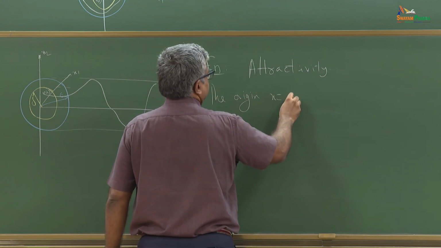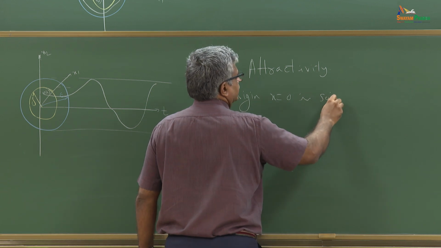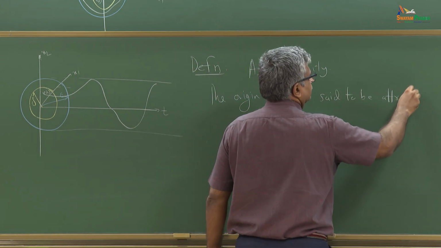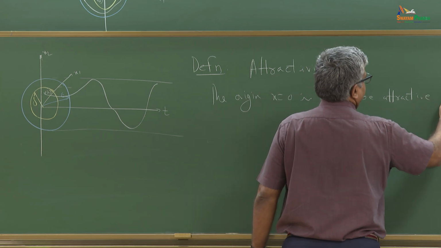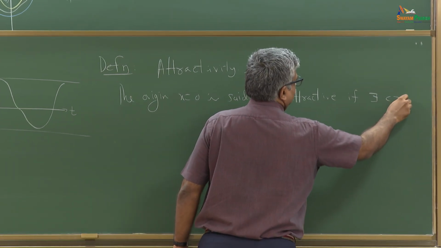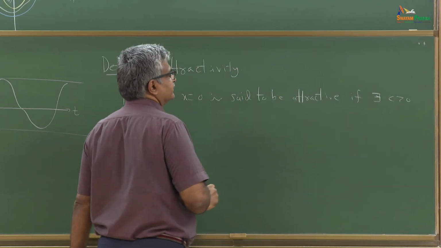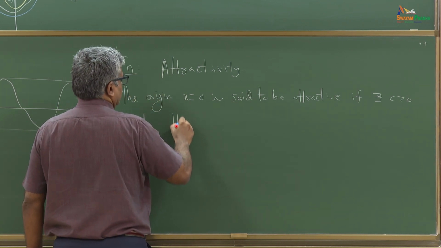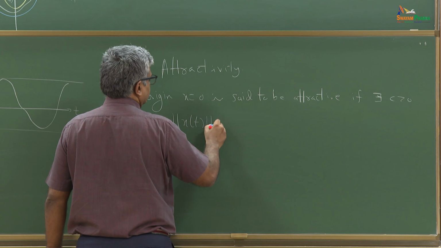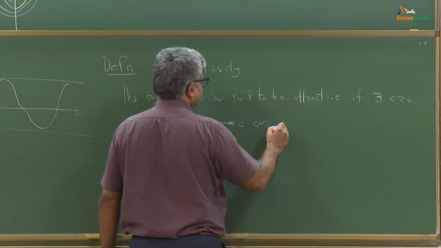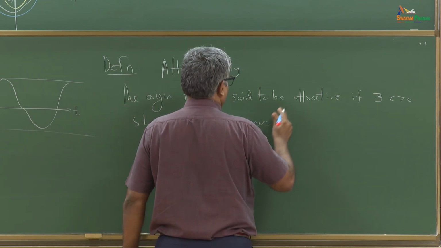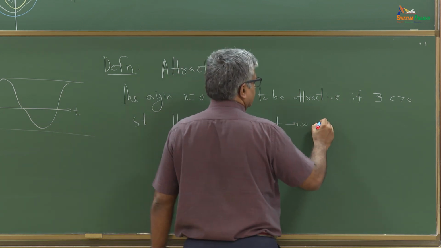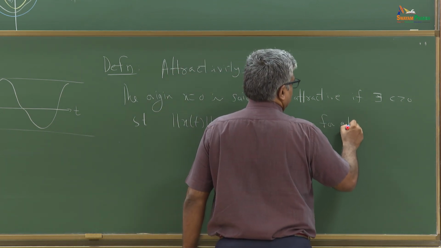The origin is said to be attractive if there exists some constant c positive such that the norm of x of t goes to 0, it approaches 0 as t tends to infinity, for all initial conditions.